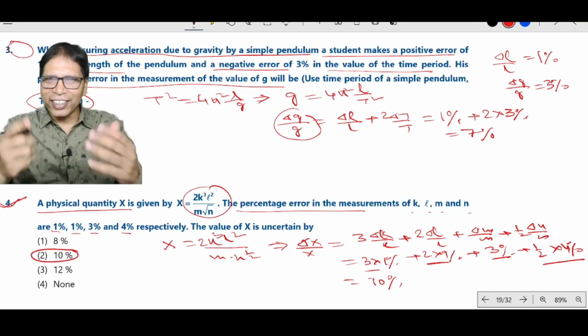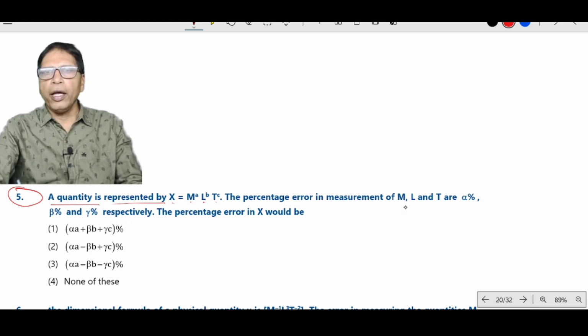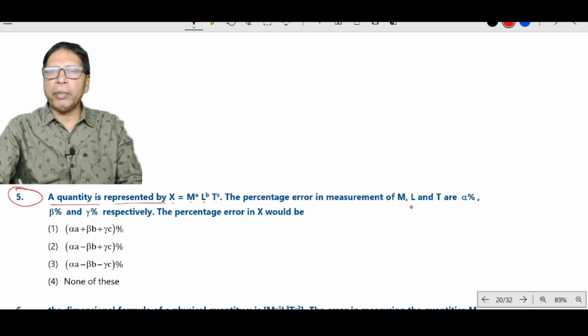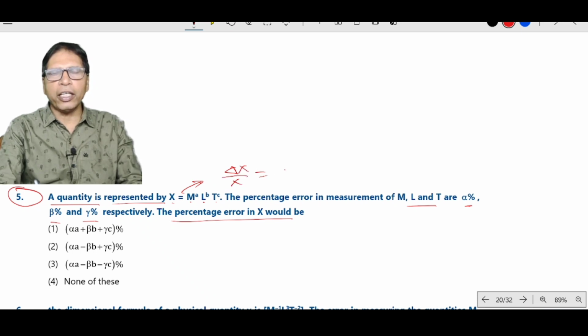Okay, next. Now, question number 5. A quantity x is represented by x equals m to the power a, l to the power b, t to the power c. The percentage errors in measurement of M, L, T are alpha percent, beta percent, and gamma percent. Percentage error in x. Look at this. Here, delta x by x equals a times the relative error of m plus b times the relative error of l plus c times the relative error of t.